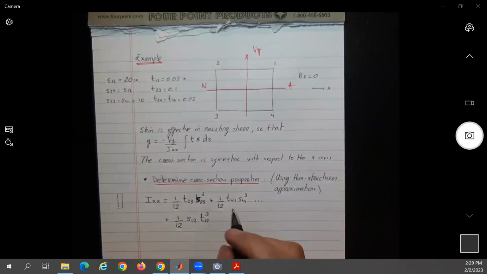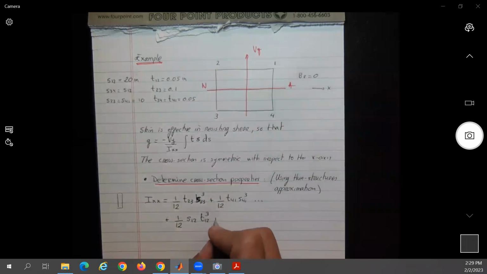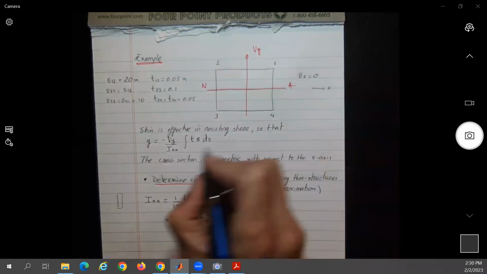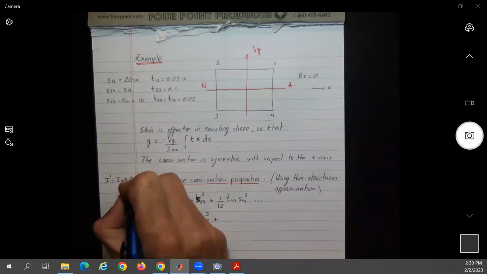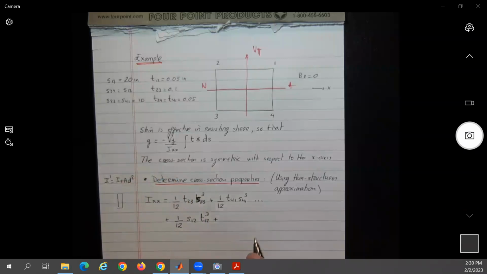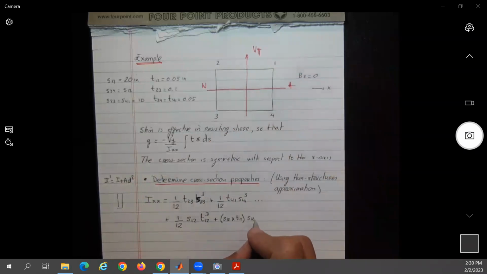Okay, now this is about this axis. So what do we use in order to move it from here to here? The parallel axis theorem. So for example, we use the parallel axis theorem, I prime equal to I plus A d squared, no? Okay, we have done that before. So what will be the area of the top one? It will be S12 times T12 times what should be that distance right here? S12 divided by 2, squared.